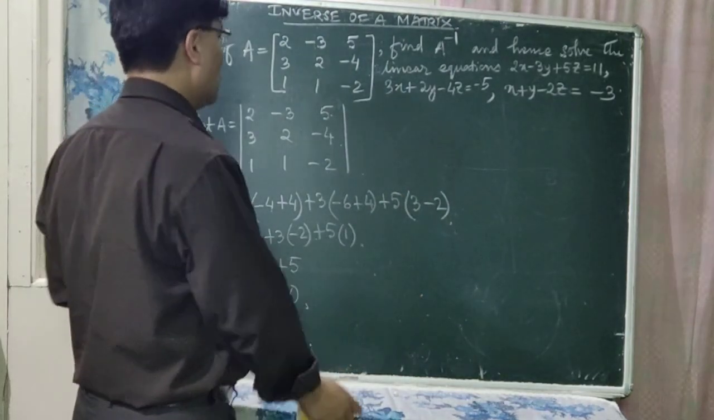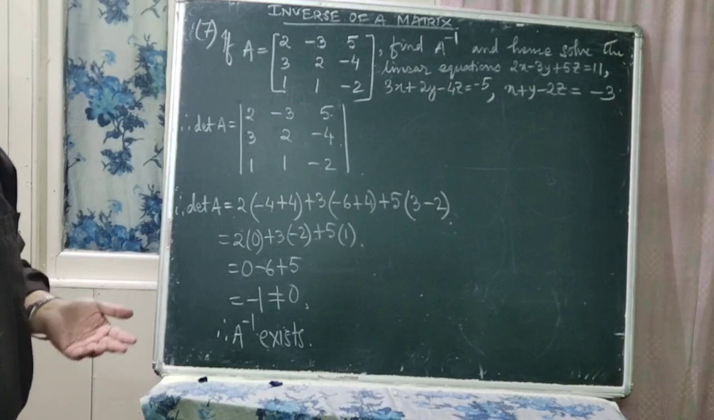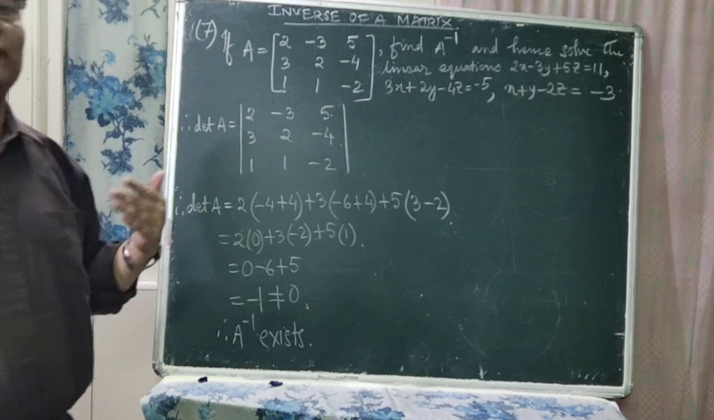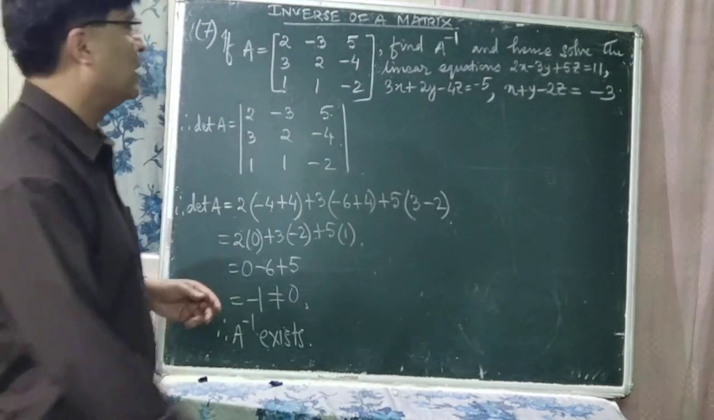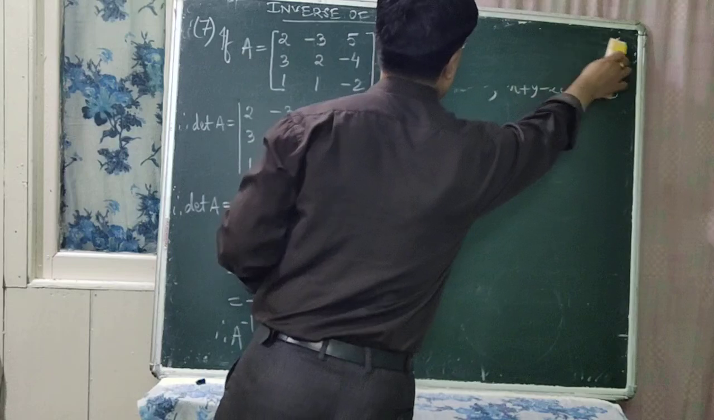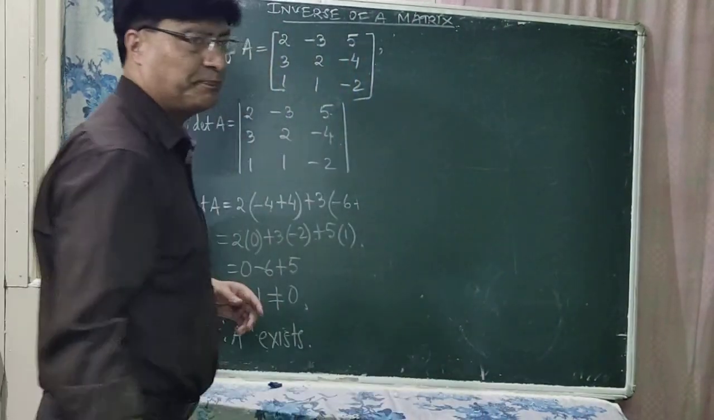So now, in order to get A inverse, you should find the adjoint of A. In order to get the adjoint of A, you should know the cofactors of each element of the matrix A, right? So let us find the cofactors of each element of matrix A, right?